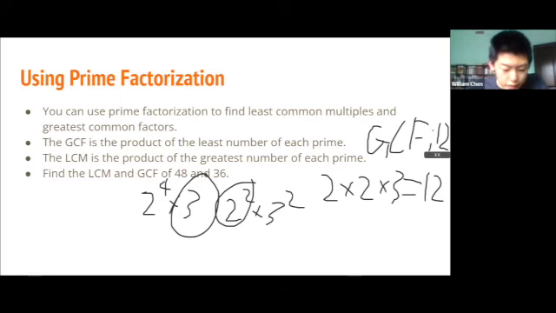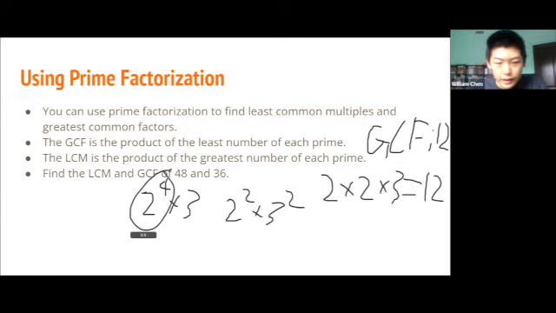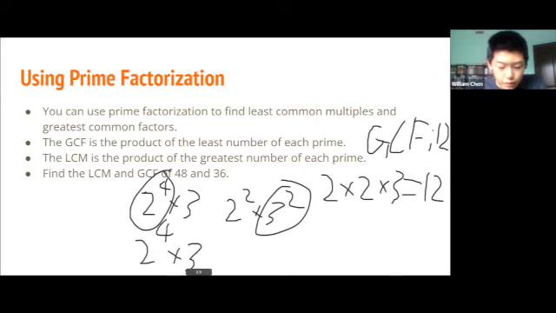The least common multiple is the product of the greatest number of each prime. So for the prime 2, we take 2 to the 4th power. For the prime 3, we take 3 squared. Using this, we find that the LCM is 2 to the 4th power times 3 squared, which equals 144.